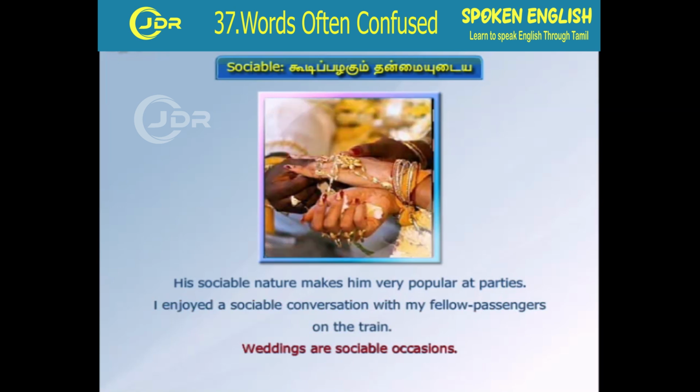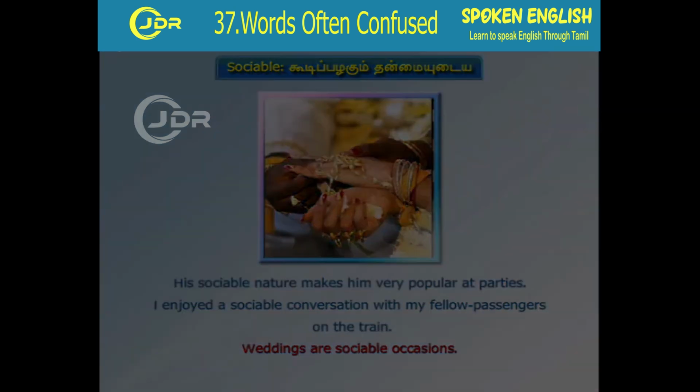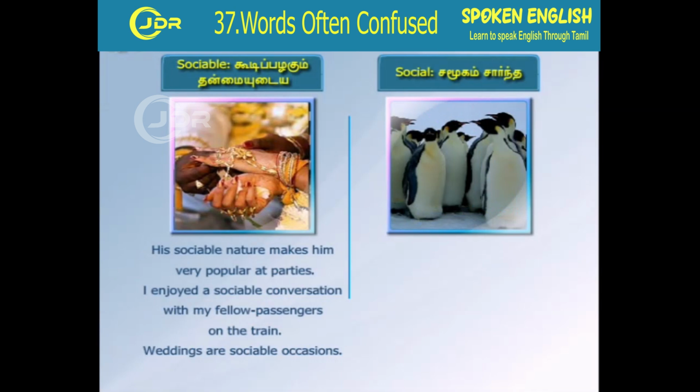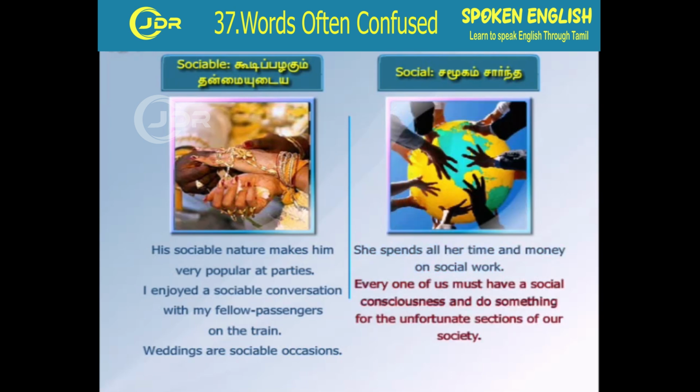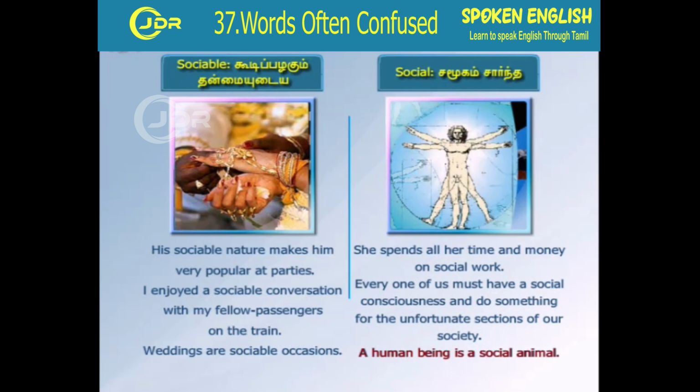Weddings are social occasions. Social, சமூகம் சார்ந்த. She spends all her time and money on social work. Every one of us must have a social consciousness and do something for the unfortunate sections of our society. A human being is a social animal.